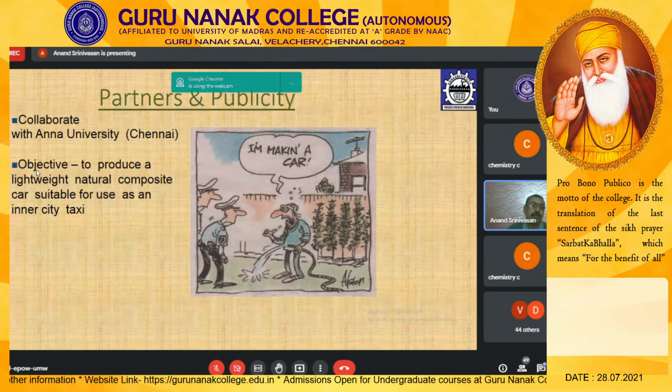So partners and publicity: you can collaborate with Anna University, you are most welcome. I'm looking forward to your collaboration, because from your principal, I heard that the Department of Chemistry has a very good H-index, and very good research potential as well. So I'll be really happy to work with you. And you can also think of producing lightweight composite material. This is what your Henry Ford tried in 1901.